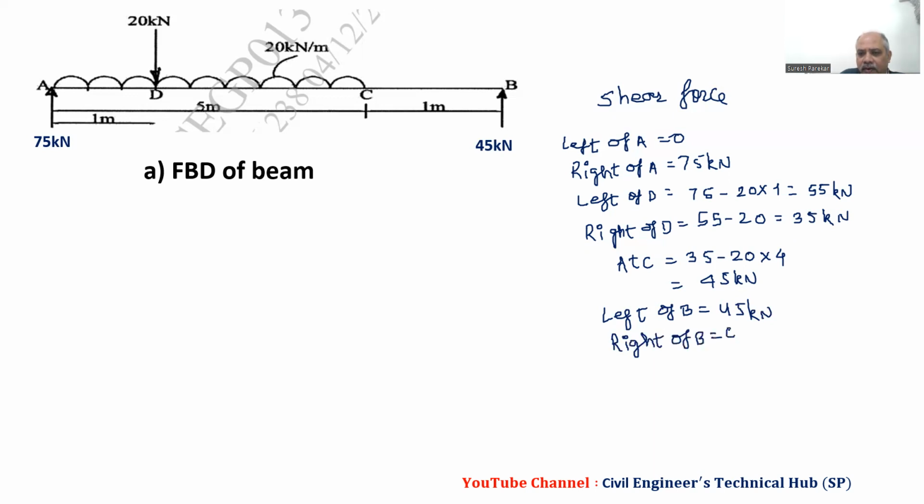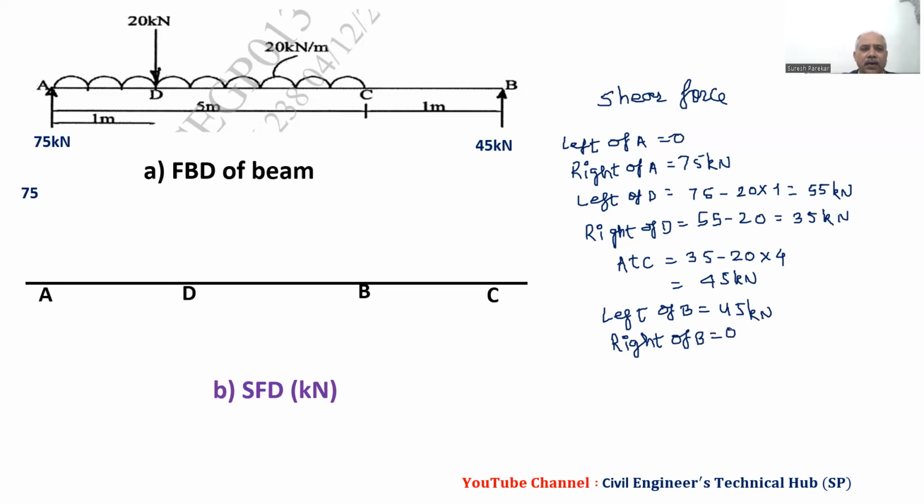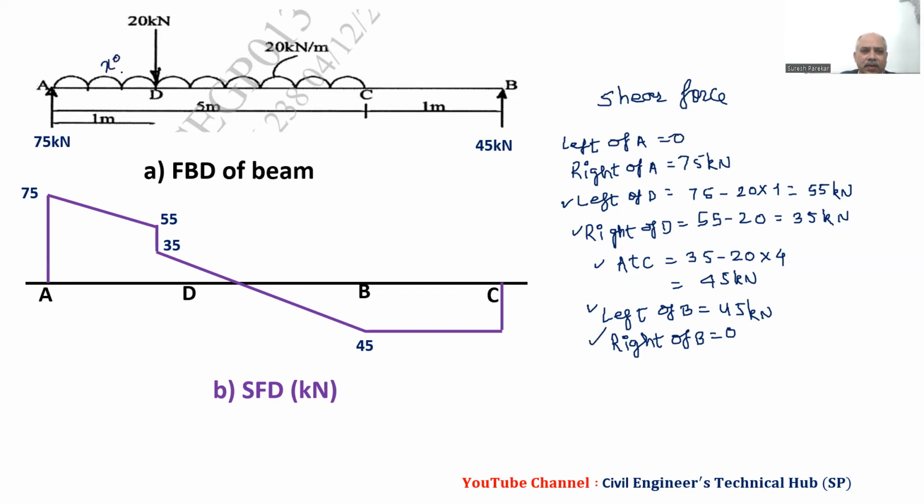Right of B 0. And then we will plot it. So we have 75, then 55, then 35. Both values are at D, you can see over here. Then at C 45 kilonewton, then left of B again 45 kilonewtons, and right of B 0. So you can see we have x to the power 0 till C, then x to the power 1. Here we have 20 kilonewton difference, you can see, vertical ordinate is 20 kilonewton. And here vertical ordinate 75 and this is 45.